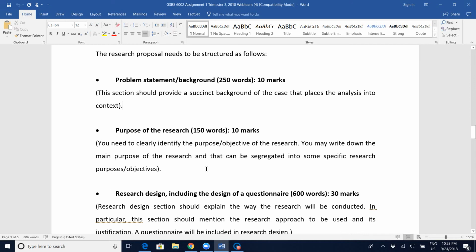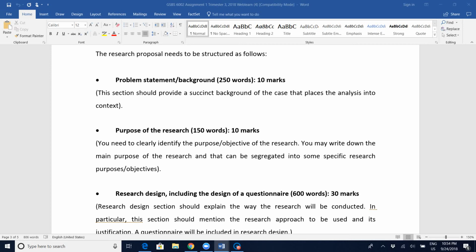The next section is the purpose of the research. This is a very important part of the research proposal because you need to very clearly write down the purpose of the research. We already have seen the key research issue: finding out the values customers are looking for from conventional stores as compared to online competitors. Based on this key research issue, you can first write down a major purpose of the research, and then this major purpose or objective can be segregated into some specific research objectives.